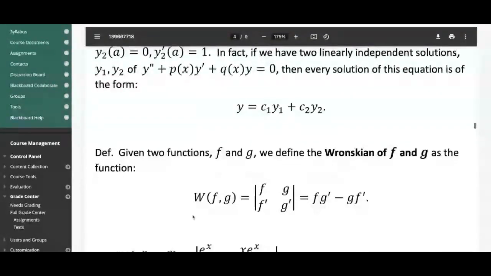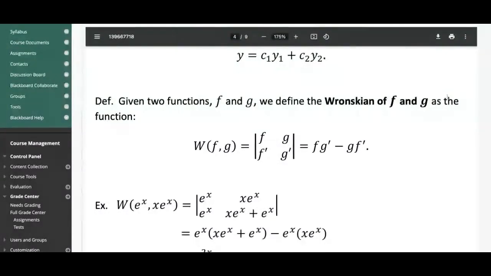Let's see an example. Oh, before an example, we define something important called the Wronskian of two functions. So W of f comma g equals the determinant of those four entries. What's the determinant of these four entries? Just f g prime minus f prime g. Just f g prime minus g f prime.